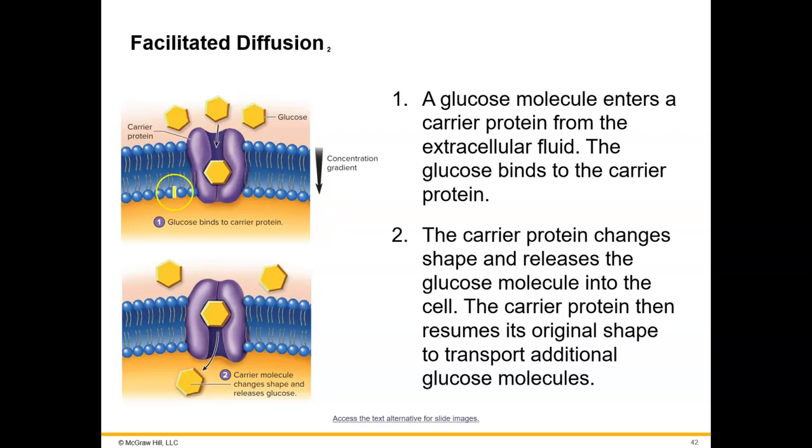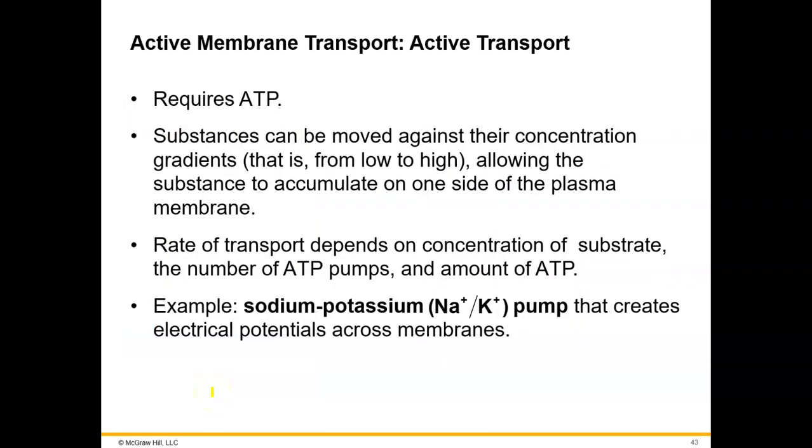And this is how a carrier protein works in facilitated diffusion. Glucose, as you can see on the outside of this cell, is higher in concentration than it is in the cytosol inside the cell. So glucose is wanting to move from its high to its low concentration. So it does this by moving through a carrier protein into the cell, and there is no requirement of ATP.